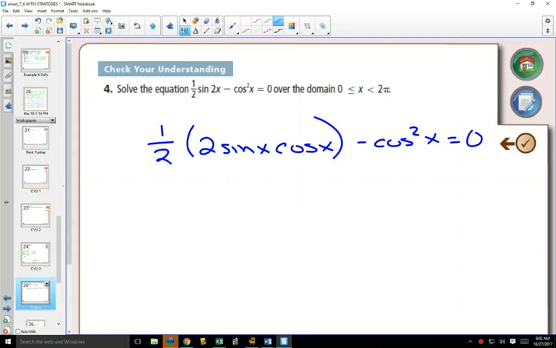Now that doesn't solve things and make everything in the same trig function. But if I simplify this, what happens when I multiply that half by this function? Does the half go to each thing, or just go to this once? Just once, because it's all multiplication. So the half times the 2, this just becomes sine x cos x.